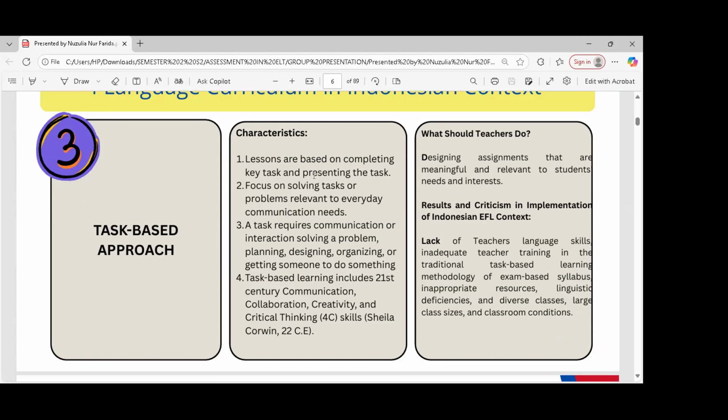Terus, focus on solving tasks or problems that are relevant to everyday communication needs. Jadi tugasnya tuh nggak hanya sekedar kayak yang Brown itu, kayak multiple choice and then gap filling, selection, deletion, kayak gitu-gitu. Tapi harus relevan juga ke komunikasi sehari-hari gitu. Harus relevan dengan daily communication needs begitu Mbak Yumna.